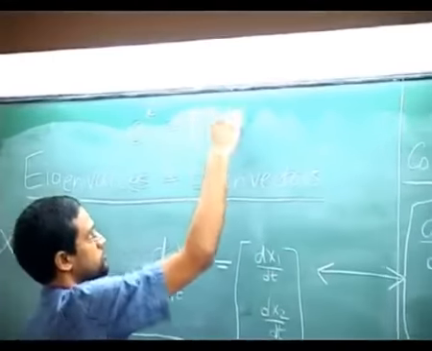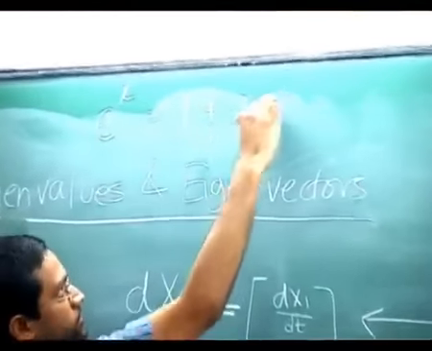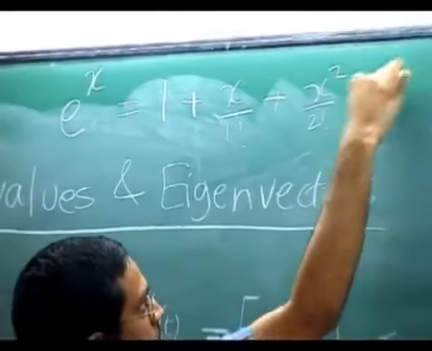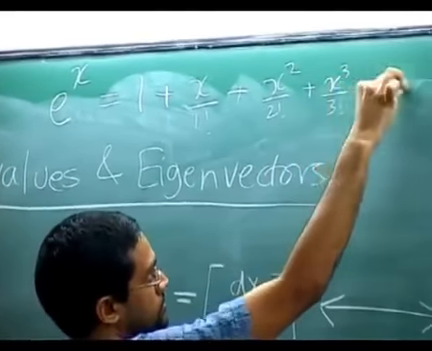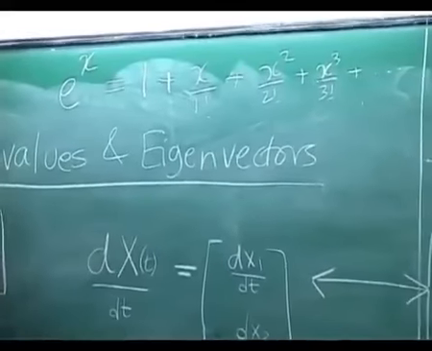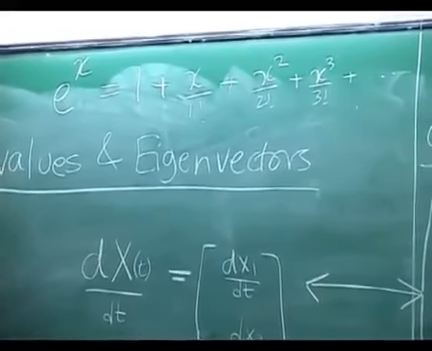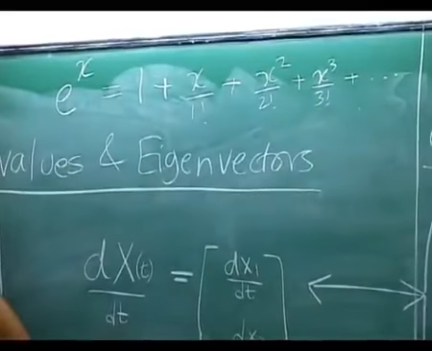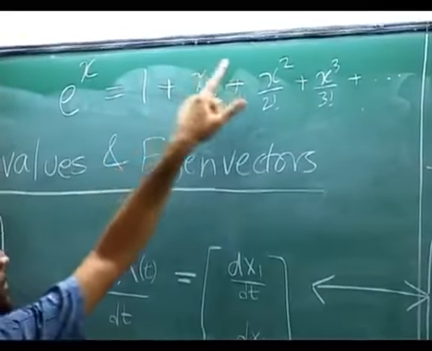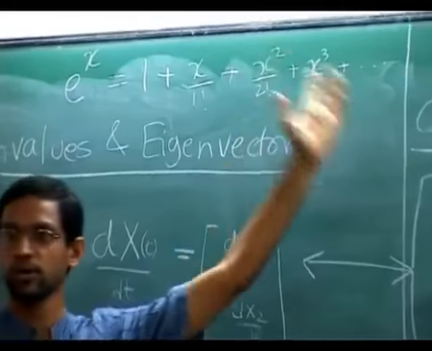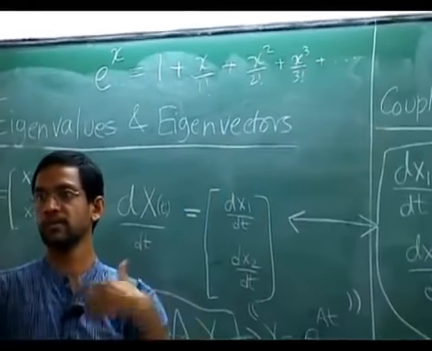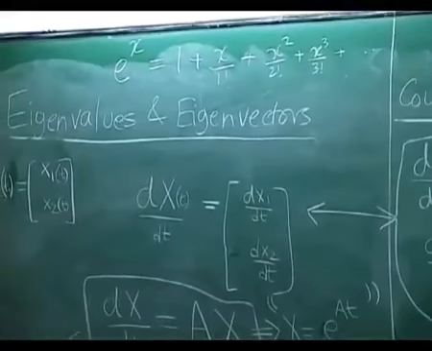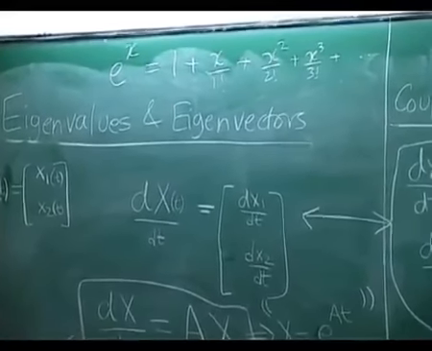It is 1 plus x by 1 factorial, x square by 2 factorial, and so on. Correct? So if I give you a number and ask you to calculate e power x using this definition, all you should be able to do is to find out what is x power 1, you should be able to square, you should be able to cube, and so on. You should be able to calculate every power of x. If you are able to do that, you can calculate e power x, there is no problem at all, right?